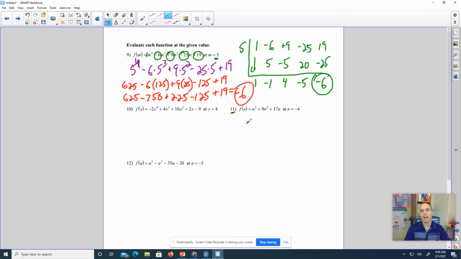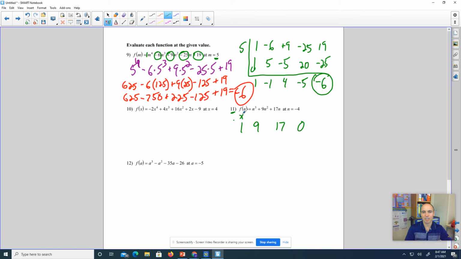So first of all, I'm going to write my coefficients. So n to the third, we got 1 n to the third, right? We got 9n squared. We got 17n. Now here's the thing. There is no constant number. There's no just regular number. So I got to put a 0 there to represent that I'm adding 0. So that every place is filled.